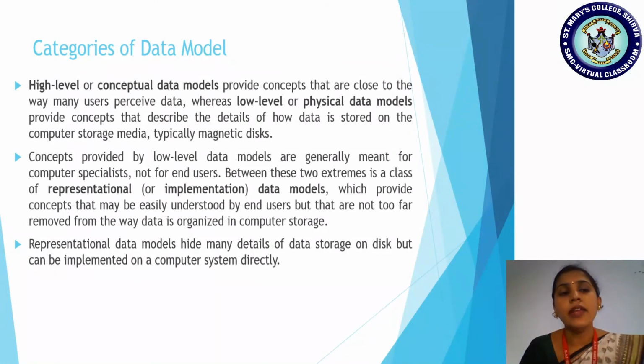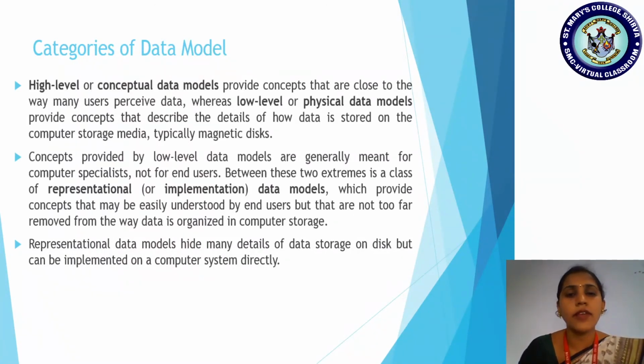And the high level details are what? Normally it represents the concepts which the users are aware of, or how the users view the information in the database environment. According to the user perspective, the concepts are provided in high level data model, whereas representational data model tries to show the user how the information or concepts are stored at the low level data model. Okay, so this is about the categories of data model.